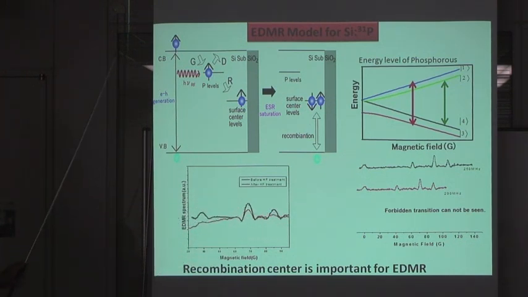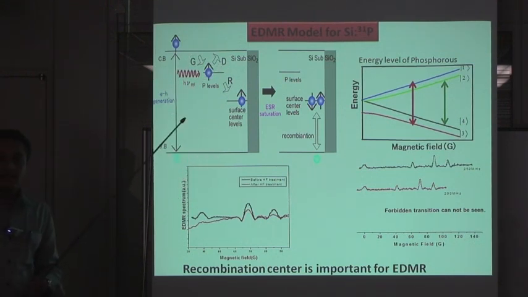So to get a recombination, you should have a higher concentration of PB centers or recombination centers generally. So for EDMR detection, a recombination center is really important. But the problem in this sample was that here we were using the PB center as our recombination center, but we cannot control the concentration of PB center at the surface.